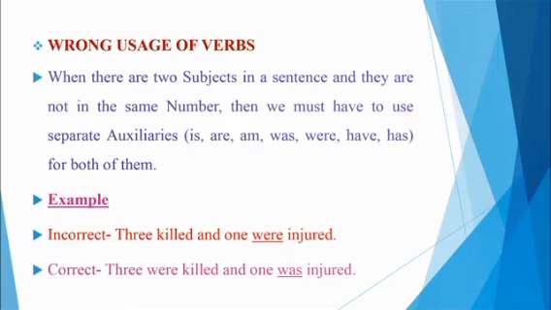Let's see the first sentence. 3 killed and 1 were injured. Is that a correct sentence? No. The correct sentence is 3 were killed and 1 was injured. Why? Because 3 and 1 are two subjects in a sentence and they are not in the same number. So, we must use separate auxiliaries for both of them, like 3 were killed and 1 was injured.